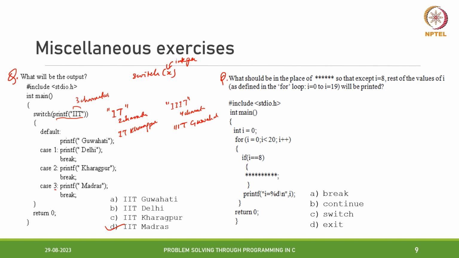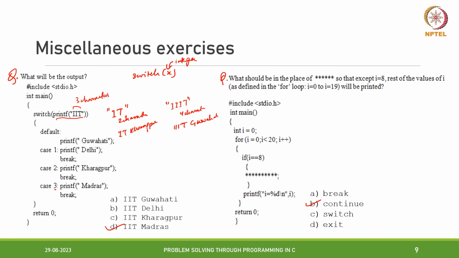So we can look at this question which asks us what should be in the place of this star, so that except I equals 8, the rest of the values of I will be printed. So this is pretty straightforward. Exit, sir. Continue. Right, you have continue, because what continue does is it skips a certain iteration and takes you to the next iteration.